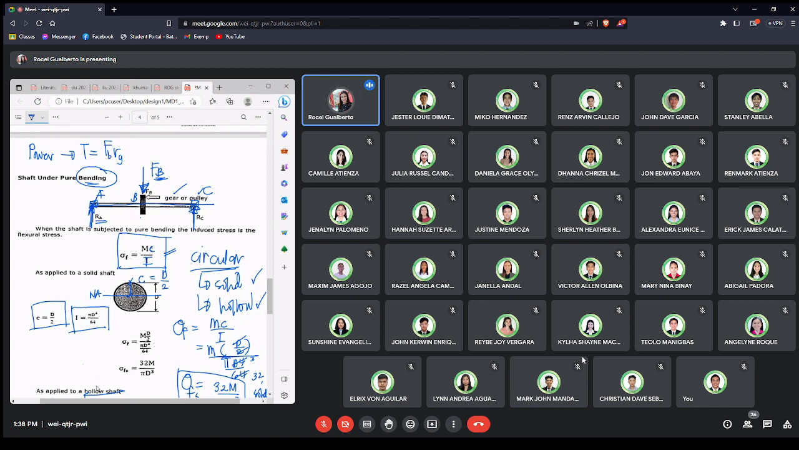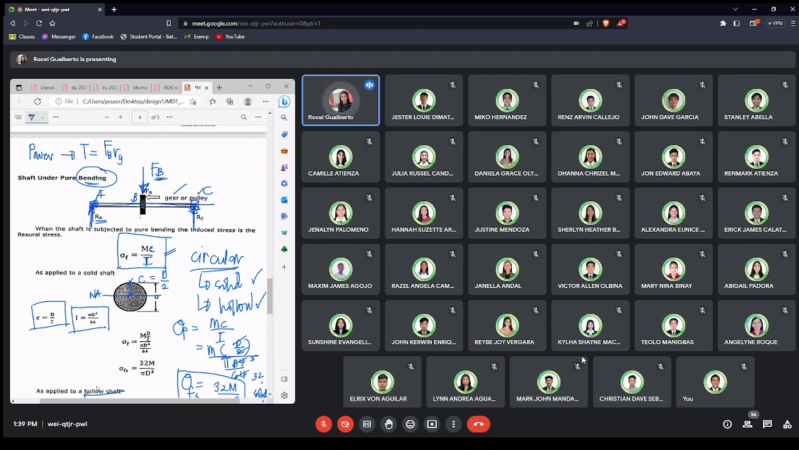So, ito po yung bending load FB in this case. And so, force times the radius. So, that gives us the bending load. So, saan po siya manggagaling? Again, from the torque. Which comes from the power.